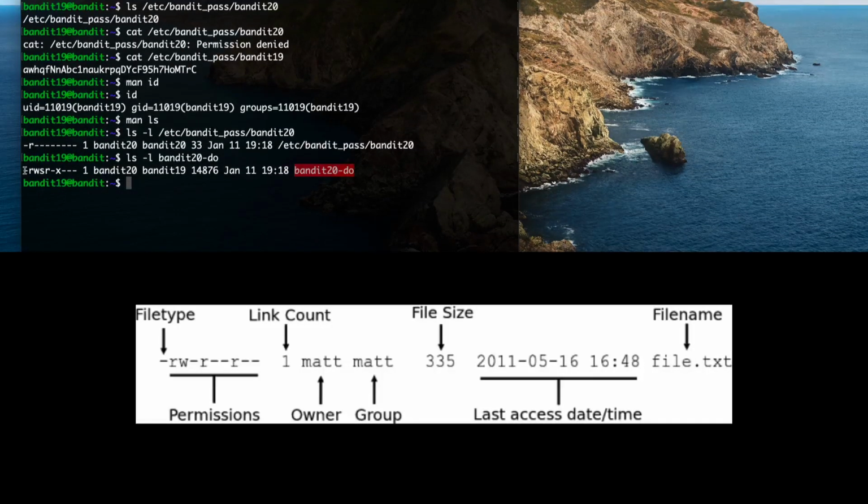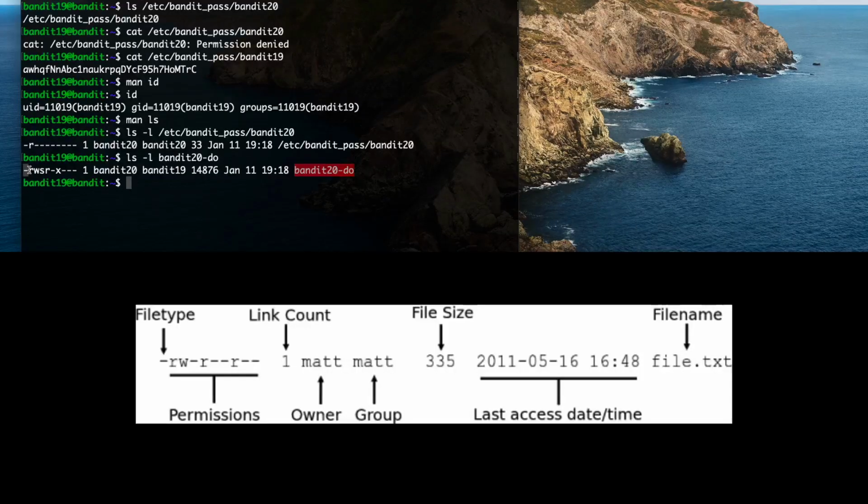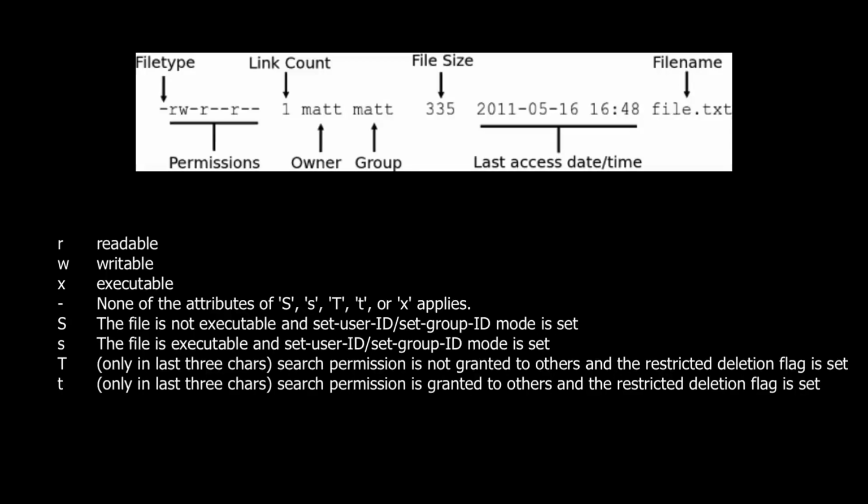The first character indicates the file type. Possible file types and their characters are the following, with a dash for a regular file and the d for directory being the most common. Next up, we have 9 permission characters. The first 3 are related to the user, which is ourselves. The middle 3 are related to the group we belong to, and the last 3 are for everyone else. The following are possible permission characters, with the first 4 being the most common: readable, writable, executable, and no permissions.